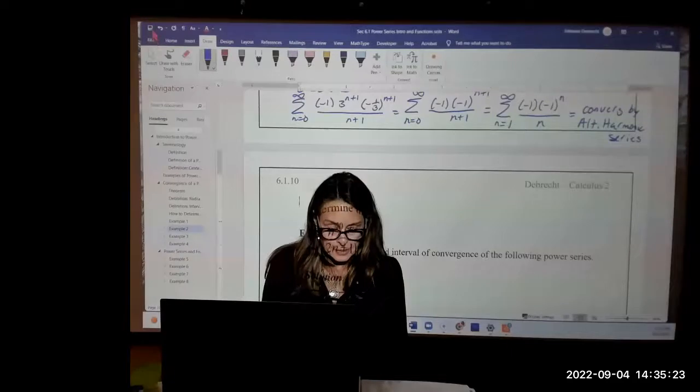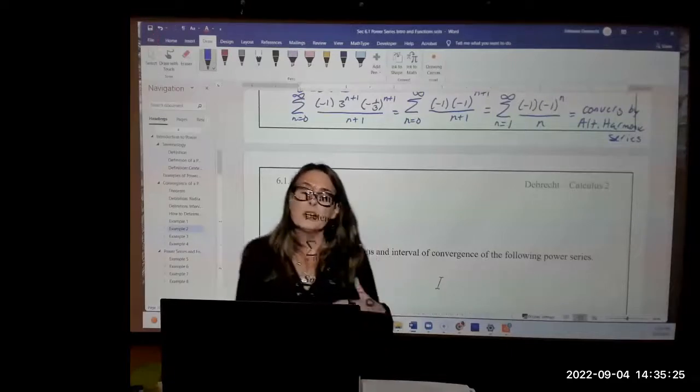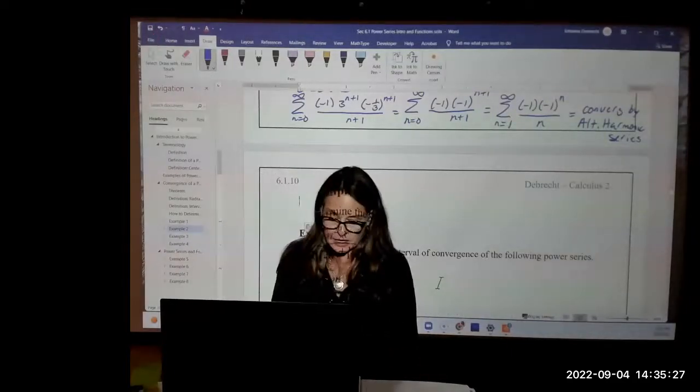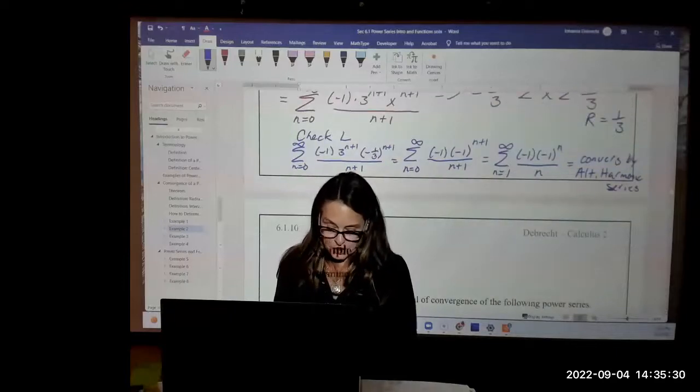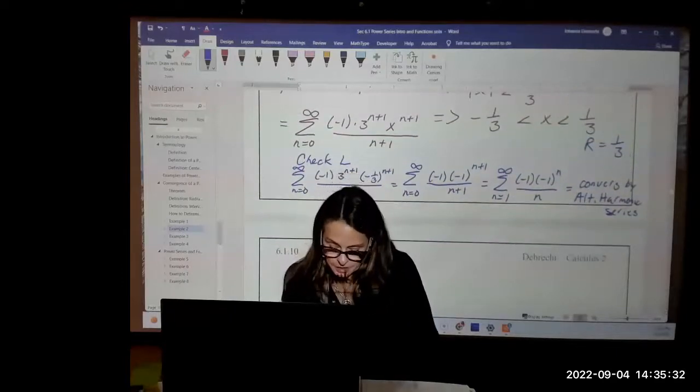So I'm creating some more space here. So now I want to check the right endpoint by doing the same thing. I want to substitute the value in. So I'm going to check the right.